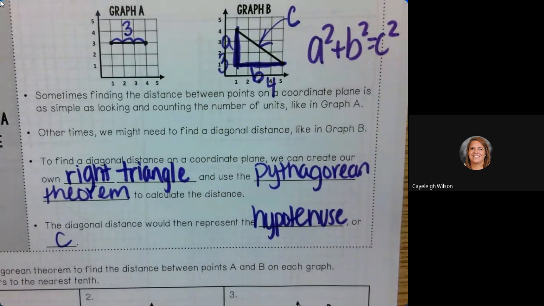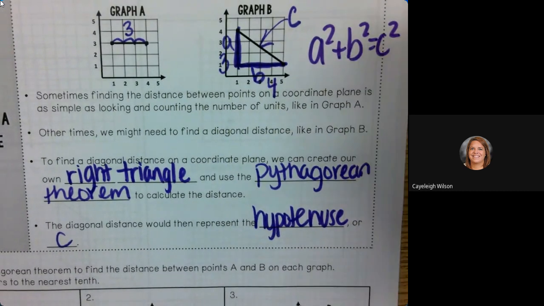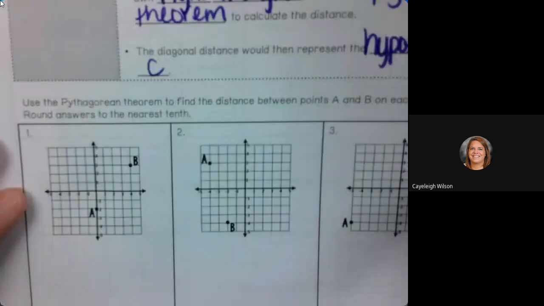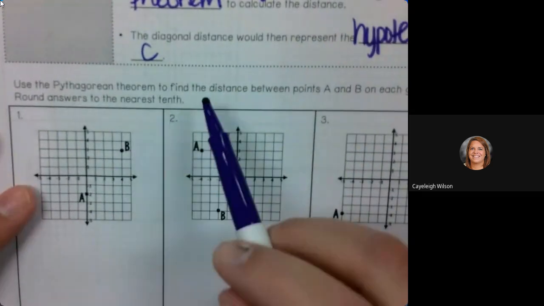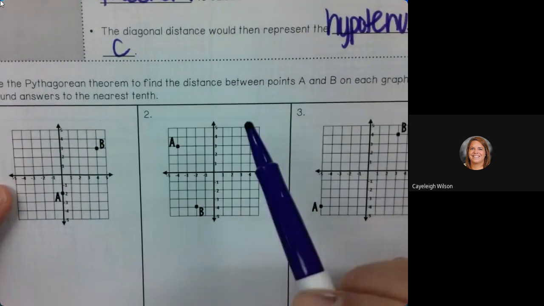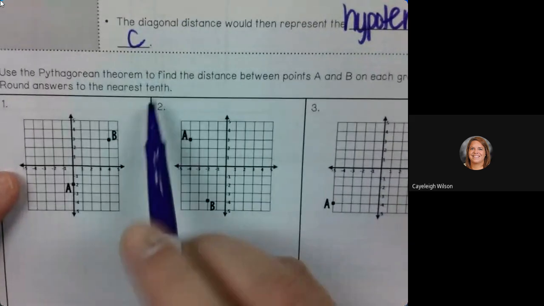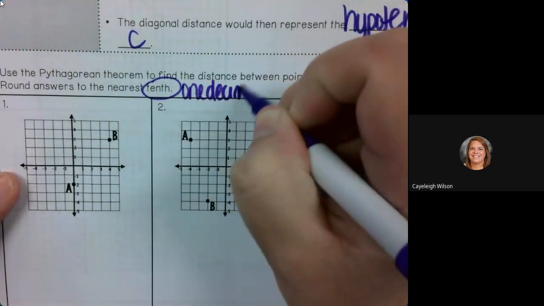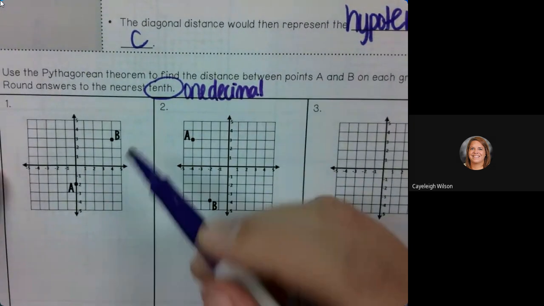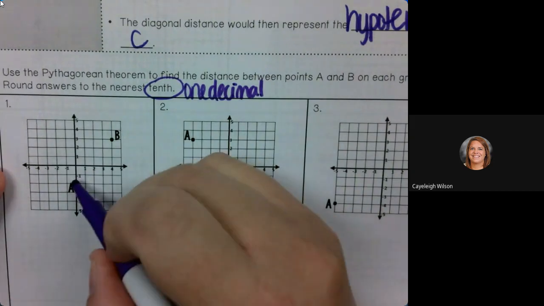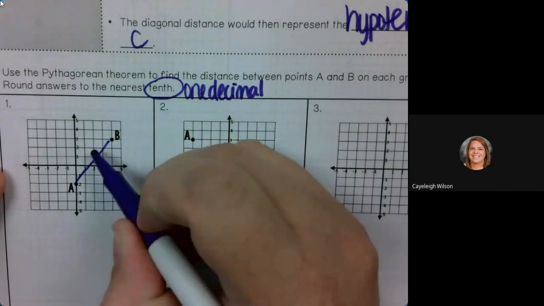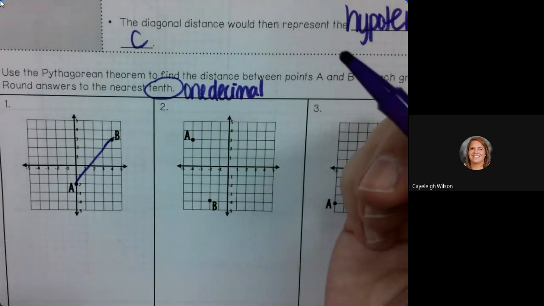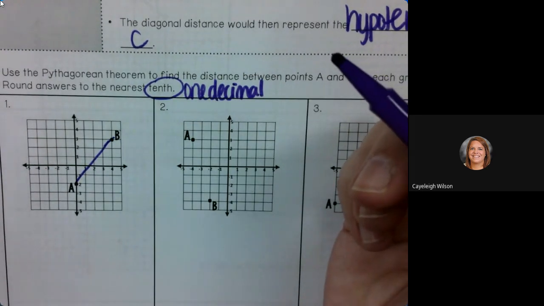Okay. All right, so we're going to go down here to the bottom to some examples here. So it says, use the Pythagorean theorem to find the distance between points A and B on each graph and round your answer to the nearest tenth. So tenth means 1 decimal place. All right, so on number 1, they want me to find the distance between A and B. So that's a diagonal distance. I can't count a diagonal distance, so I'm going to trace the lines to make this into a right triangle.